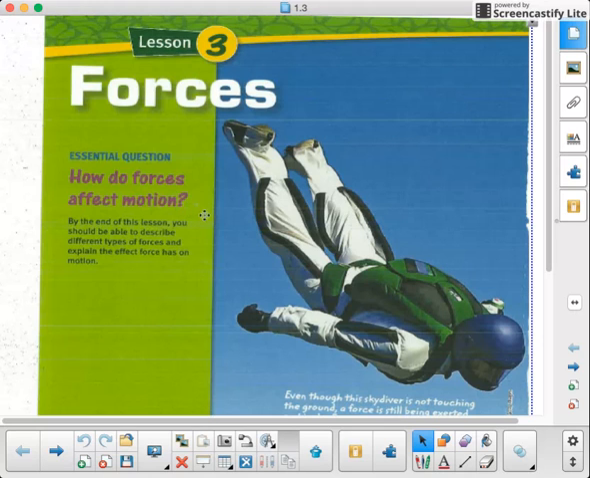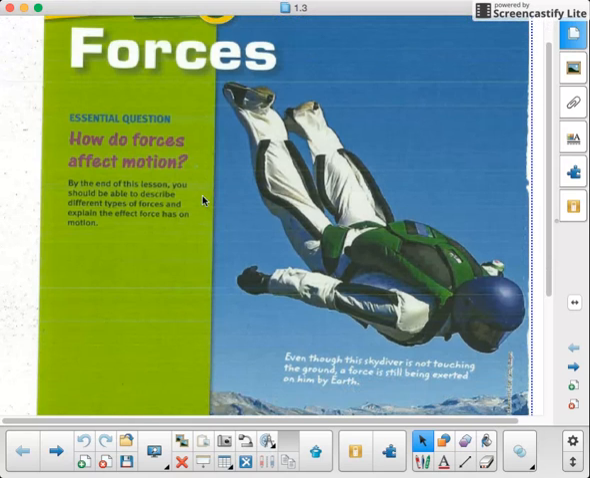force has on motion. The picture of the skydiver here is to illustrate that even though the skydiver is not touching the ground, he is affected by the force of gravity, which is exerted on him by the earth. So some forces are not contact forces. Gravity is an example of a force that can act whether you are touching another object or not.